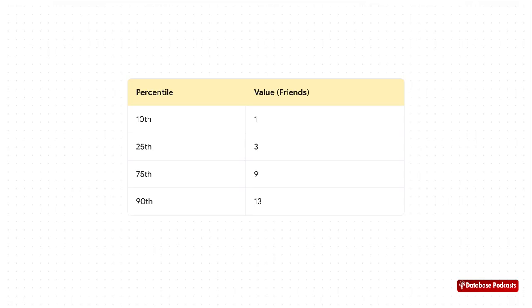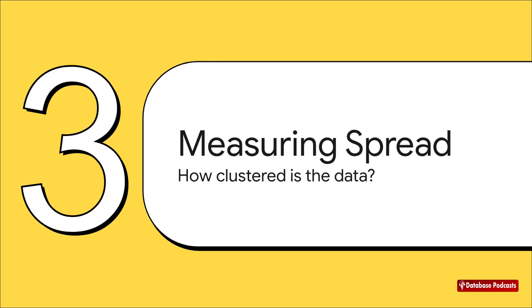So, if we look at our friend data again, we can see some really interesting stuff. For example, 25% of all users have 3 friends or fewer, and 75% of them have 9 or fewer. All of a sudden, we have this much richer picture of what's going on. Way more than a single average could ever give us. All right, so we've got the center, and we've got a sense of the general shape. But there's another piece to this puzzle.